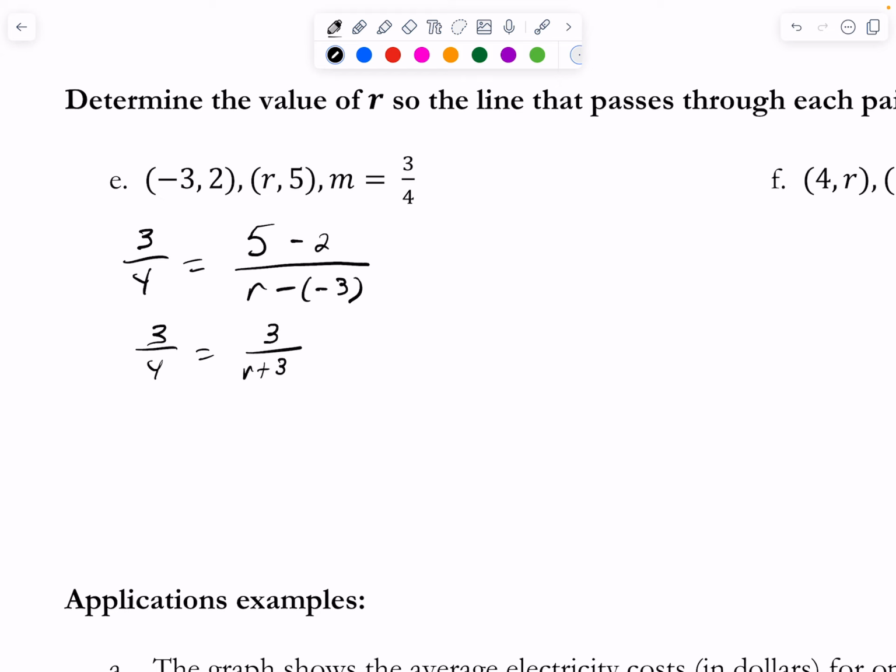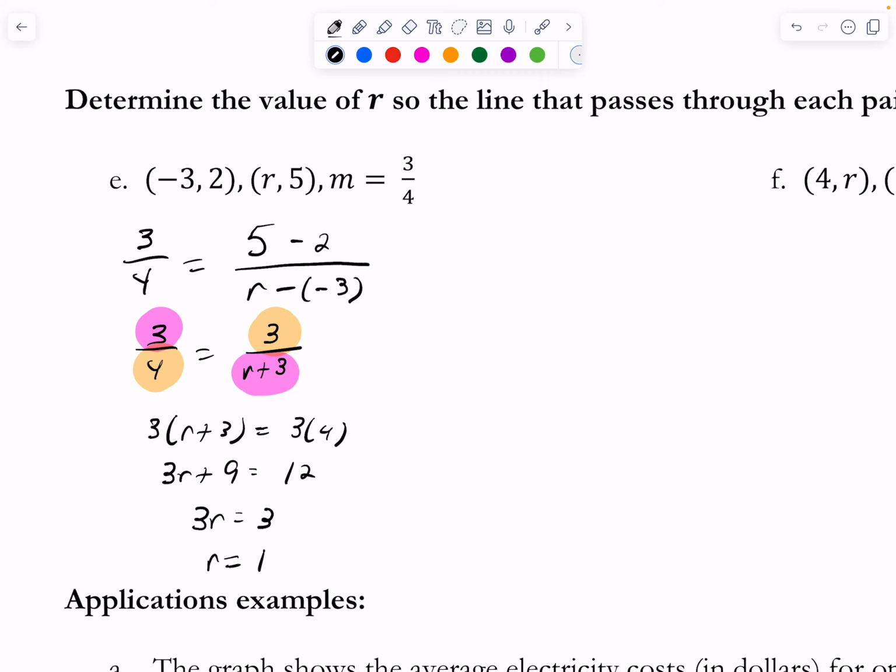All right, so you can go ahead and use cross products here because this is a proportion. So I'm going to multiply the 4 times the 3, and I'll multiply this 3 times r plus 3, and write 3 times r plus 3 equals 3 times 4. All right, so that's going to be 3r plus 9 equals 12. Move the 9 over, and you get 3r equals 3. r equals 1.